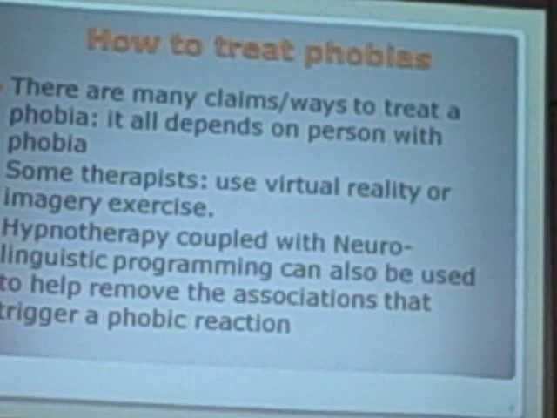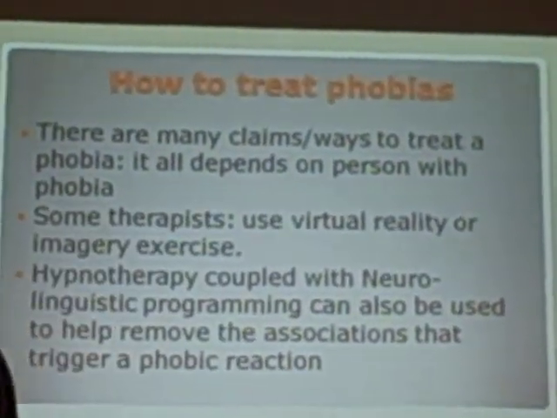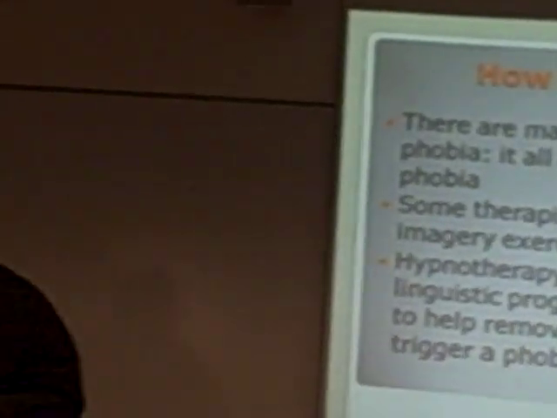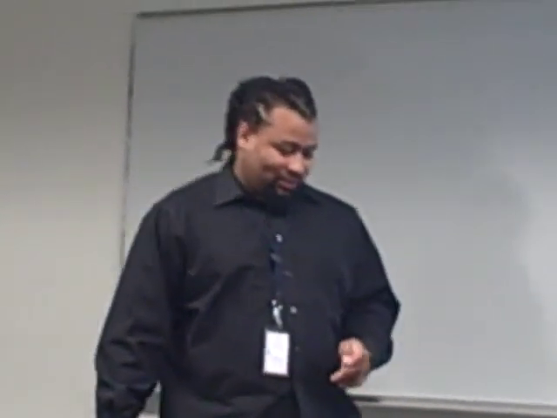Now, I'm going to talk about how to treat a phobia. There are many different ways to treat. You can go clinical. You can go into hypnosis. It all depends on the person and what type of phobia they have. Some therapists use virtual reality or imaginary imagery exercises. Hypnotherapy, coupled with neuro-linguistic programming, can also be another step used to remove the associations that trigger the phobic reaction.